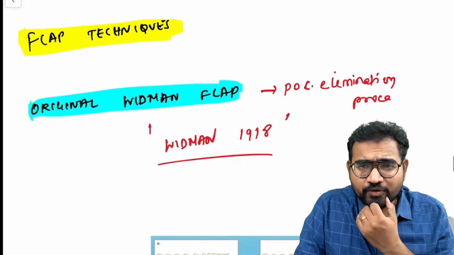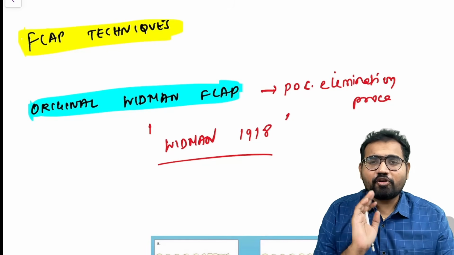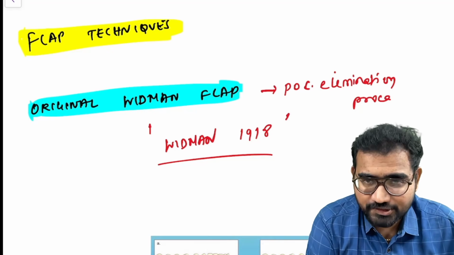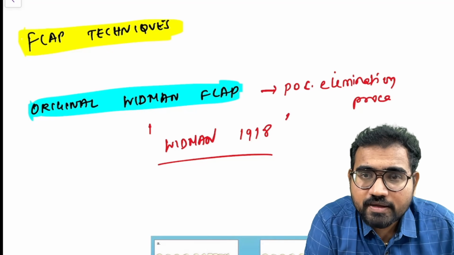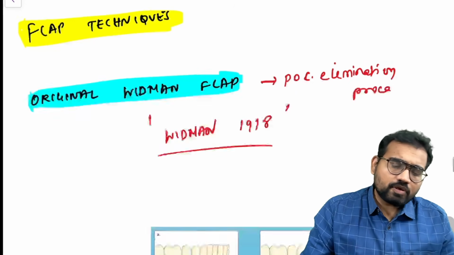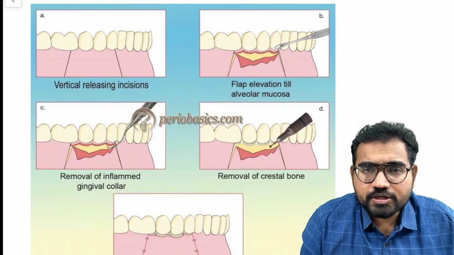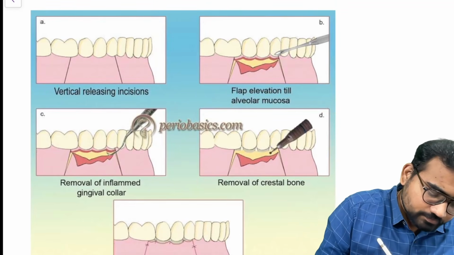So am I going to use internal bevel incision here? Yes, obviously I'm going to use internal bevel incision. The original Widman flap is a pocket elimination procedure. It was introduced by Widman in 1918. How to do an original Widman flap is very simple.